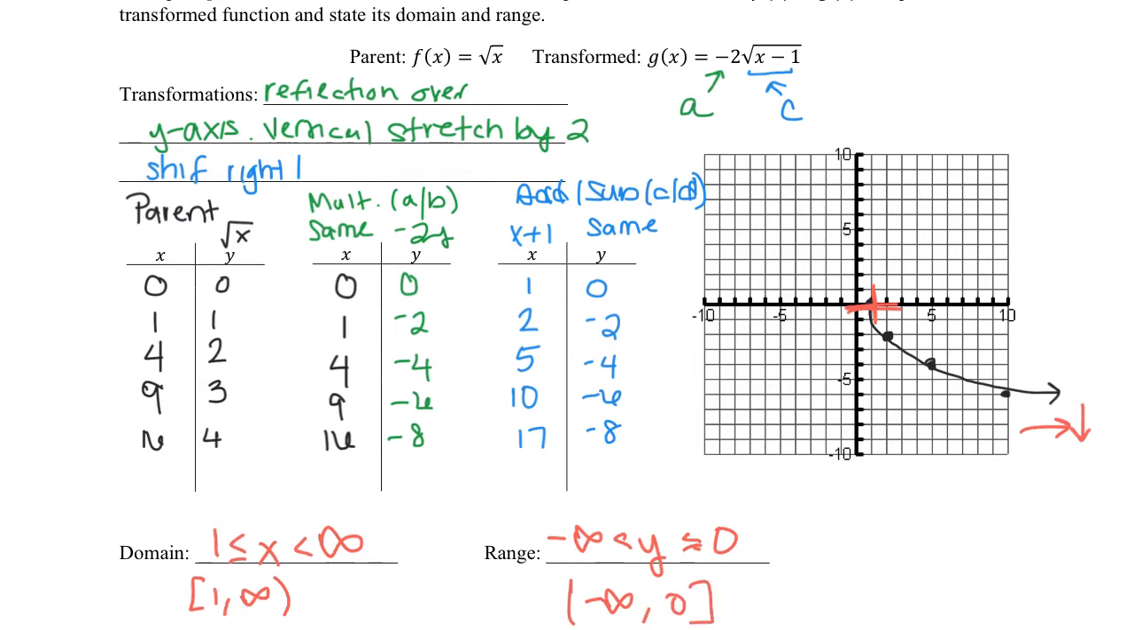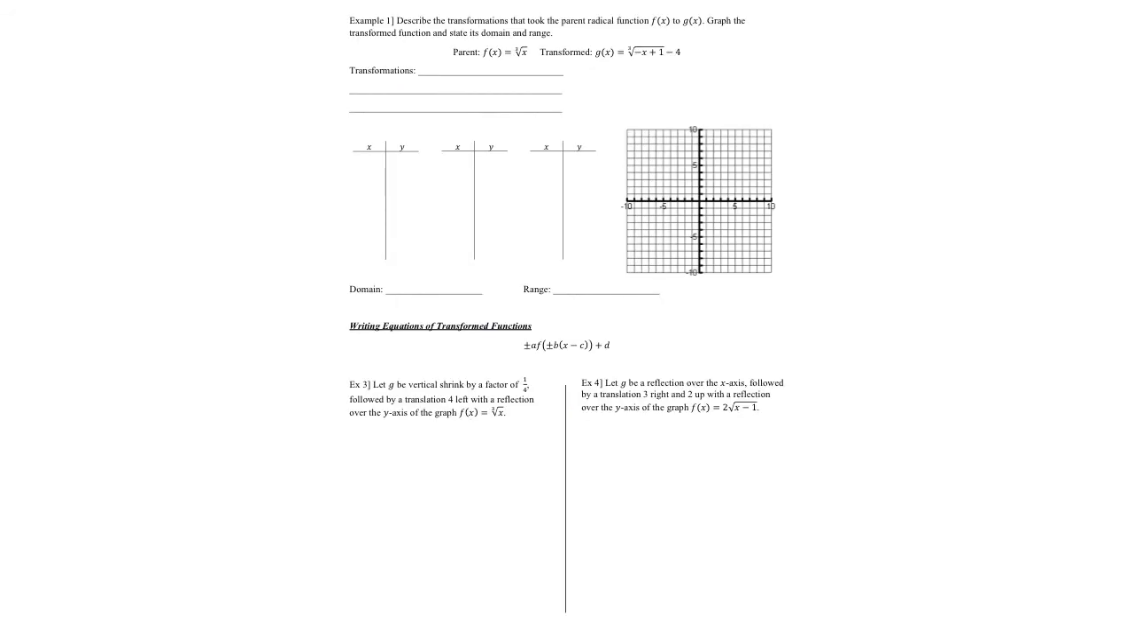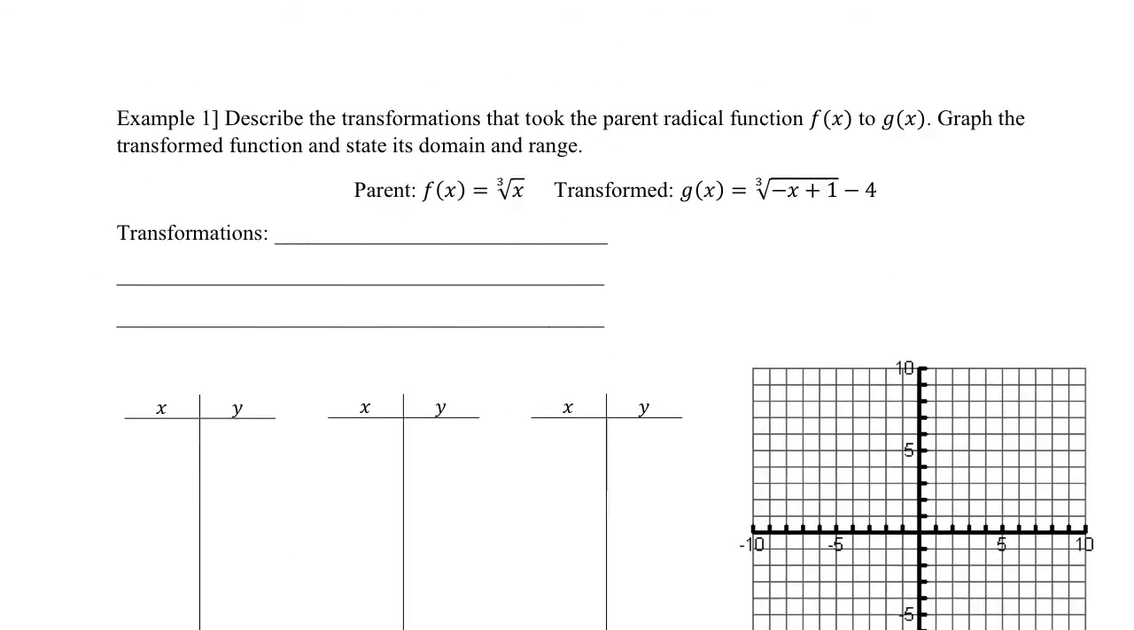Okay, example number 2. Describe the transformations that took the parent radical function f of x to g of x, graph the transformed function, and state its domain and range. So our parent function now is actually the cube root of x this time. The transformed function is the cube root of negative x plus 1 minus 4.